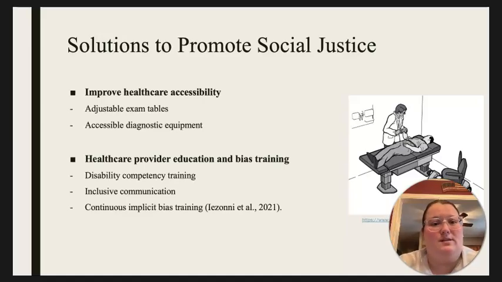So some solutions to promote social justice. As we know, addressing these disparities requires some form of change. First, healthcare facilities should ensure that they are meeting ADA regulations and have accessible medical equipment available. Secondly, provider education is a large part of this change. Requiring yearly training can help reduce implicit bias and improve communication techniques among healthcare workers and disabled patients.